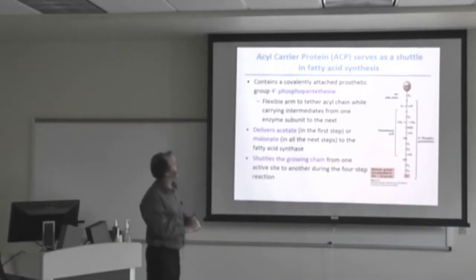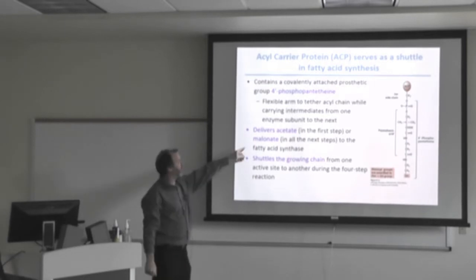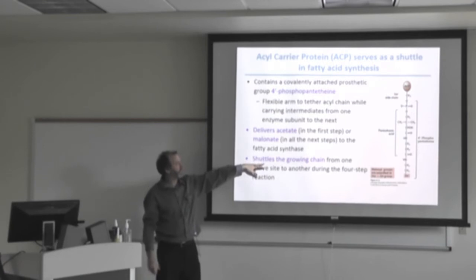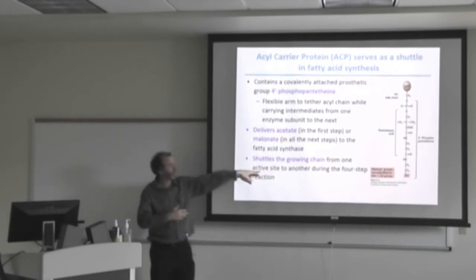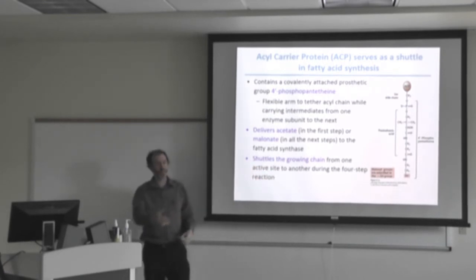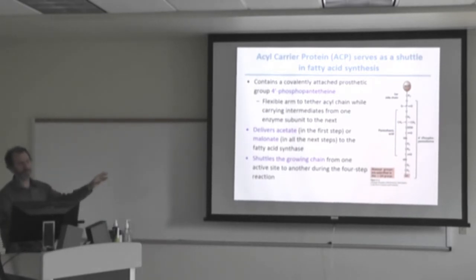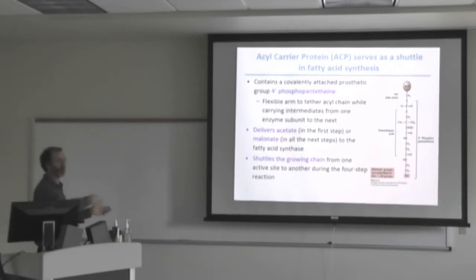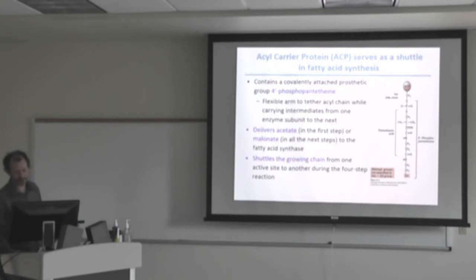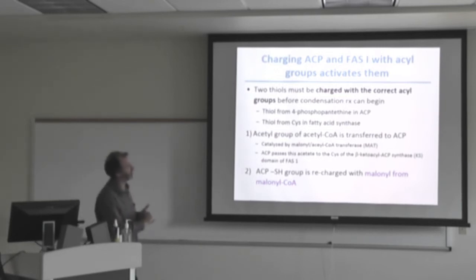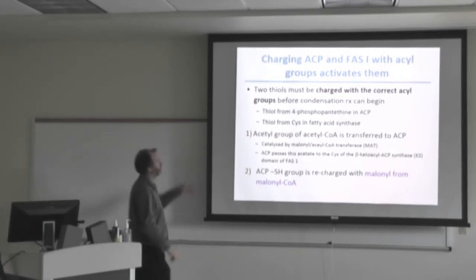So it delivers the acetate in the first step, or the malonate, and all the next steps to the fatty acid synthase. Shuttles the growing chain from one active site to another during that 4-step reaction. So we only see this in the fatty acid synthesis. Remember, from beta oxidation, it was coenzyme A that delivered that and carried the fatty acids. So charging this acyl carrier protein and fatty acid synthase 1 with an acyl group activates them.